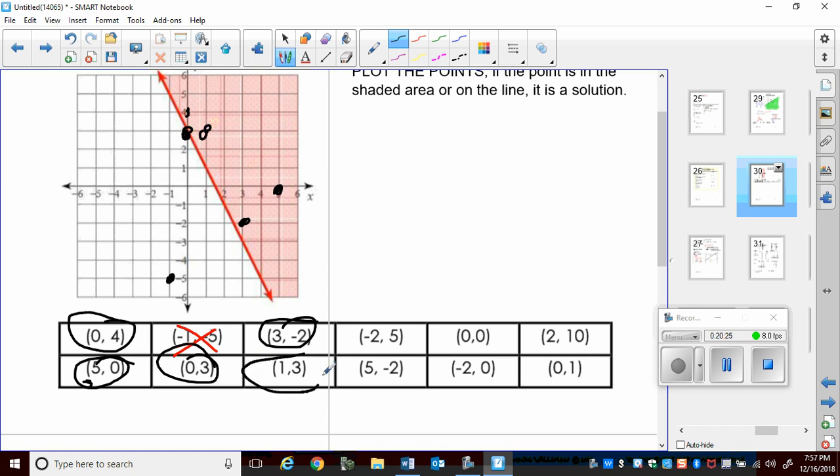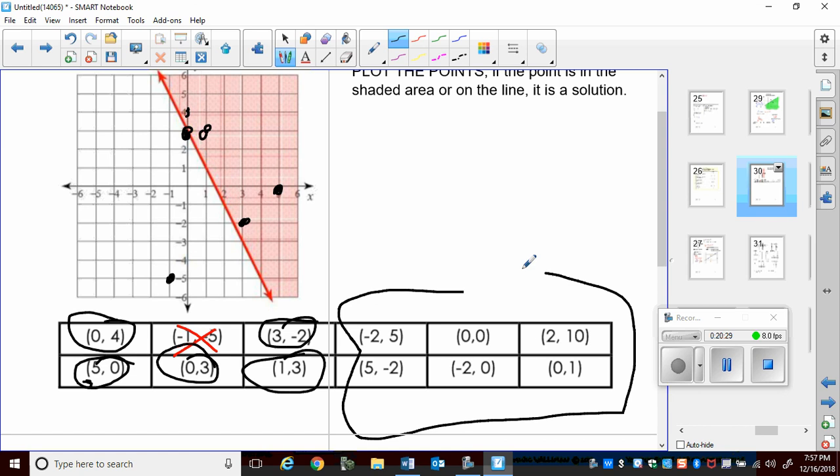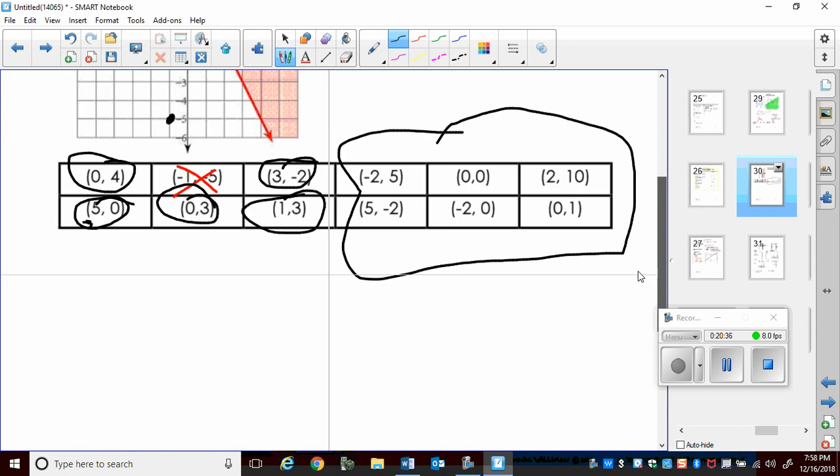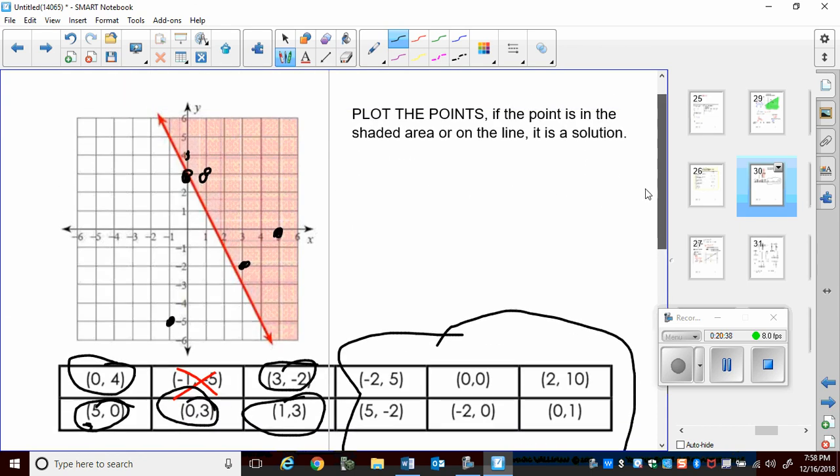So these are solutions. For the next part, you're going to work on this on your own, and I'm going to move on. Pause the video, work on this top part, and plot those points. If the point is in this shaded area or on the line, it is a solution. If you don't have this on your paper and you don't know how to do the problem on the review, I'm going to ask you to go back and watch the video. So make sure you write these things down.